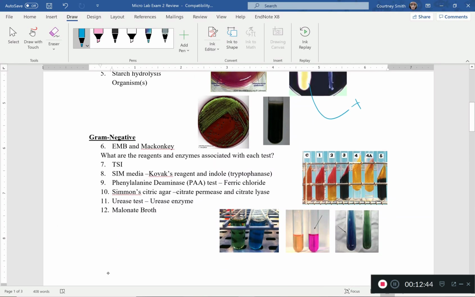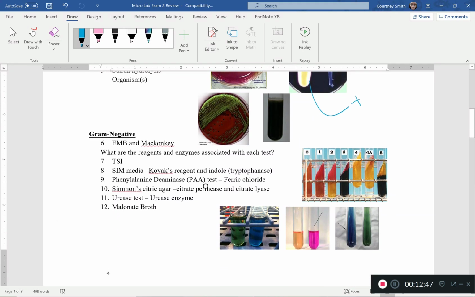Next, we are going to talk about EMB. So EMB is this plate right here. So EMB is a differential media. What it does is that it allows for gram negatives to grow on the media. And then also, if a bacteria that is growing on the EMB plate is a strong lactose fermenter, it will produce a shimmery green color, and E. coli is the example of that. So E. coli will produce a shimmery green on an EMB plate.